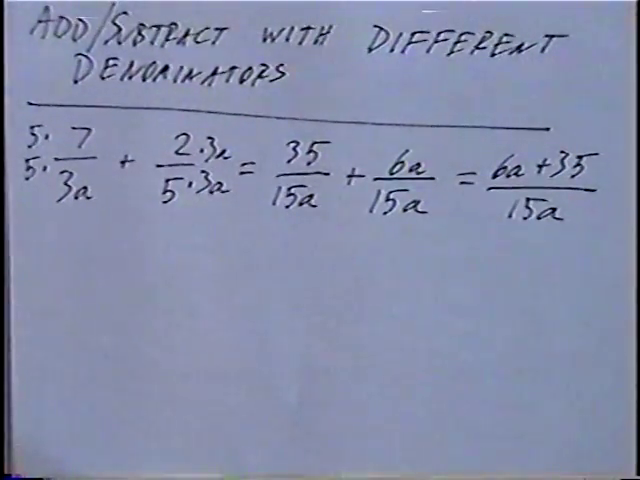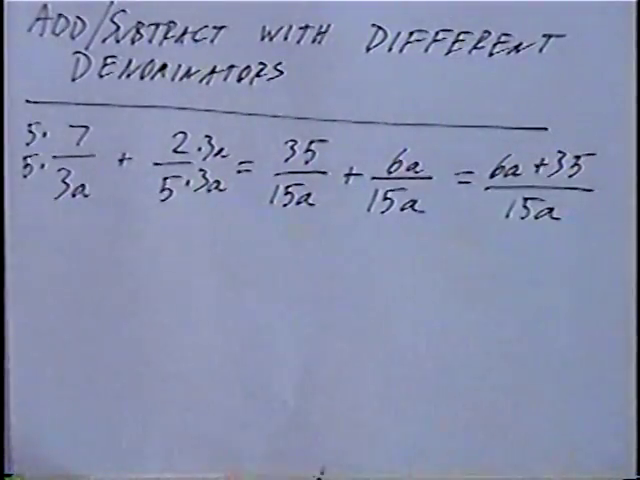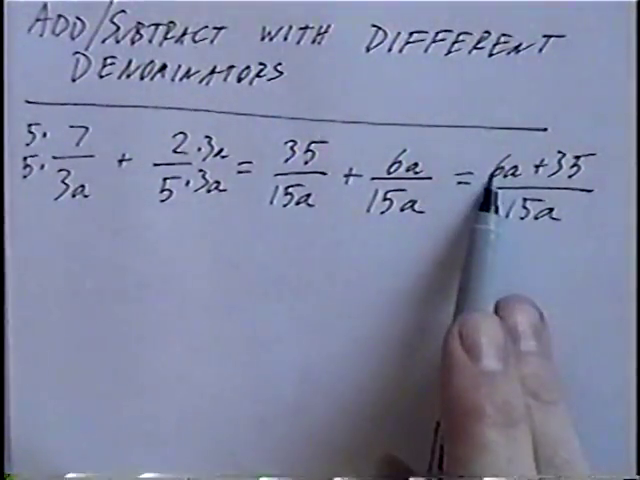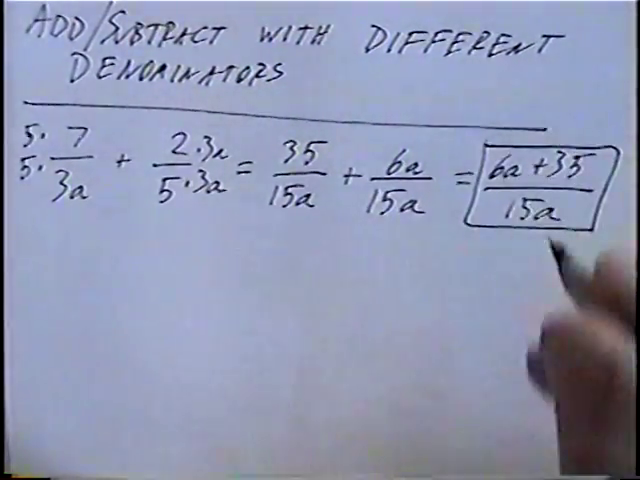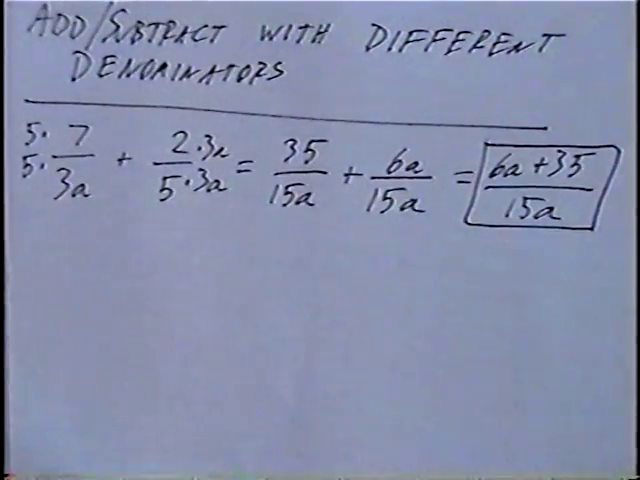Always remember to double check, see if you can reduce fractions or factor out fractions. 6 and 35 cannot be factored. 5 goes into 35 and 15, but does not go into 6, so this one cannot be reduced. Final answer would be 6a plus 35 over 15a.